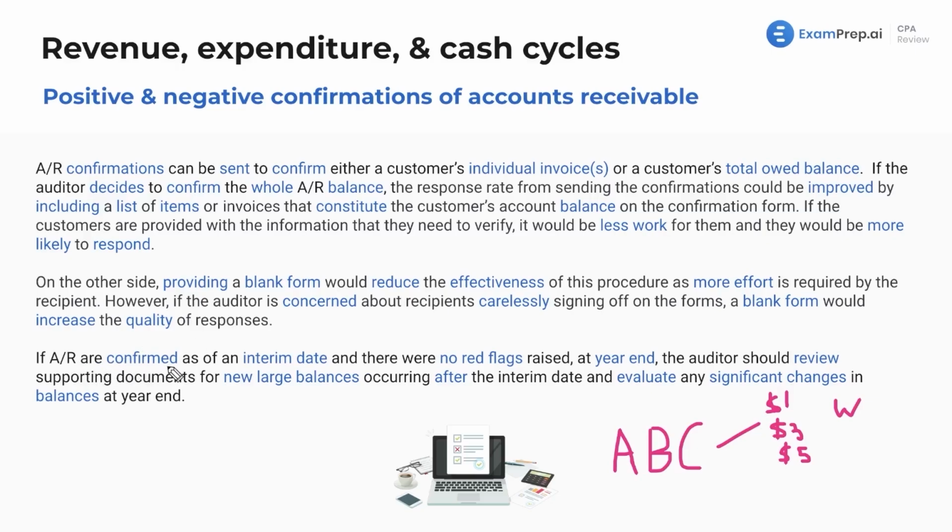If AR are confirmed as of an interim date and there are no red flags raised, at the end of the year, the auditor should review supporting documents for new large balances occurring after the interim date and evaluate any significant changes in balances at year end. This goes back to our interim testing, which we've got in another lesson. Essentially that concept, right, that you're testing at, let's say, 6/30 instead of 12/31, testing halfway throughout the year. Now, in reality, you're going to test the entire year. This is just textbook auditing, saying that as of the interim date, everything looks good. And then you're going to examine and see if there were any other large or unusual balances occurring after the interim date and before year end.